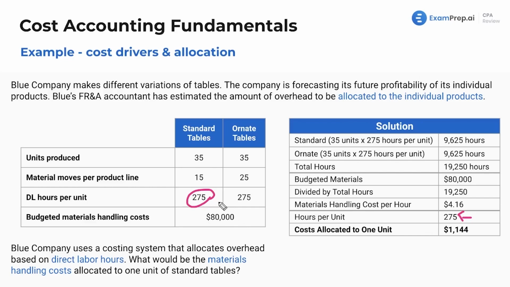Because generally with the allocations, if it's not a super complex one, you would just say, okay, based on direct labor hours, 275 divided by the total here of 275 times 2, that would get you 50%. 50% of 80 is 40,000. That's it. Nothing crazy. Just seeing questions one after another.